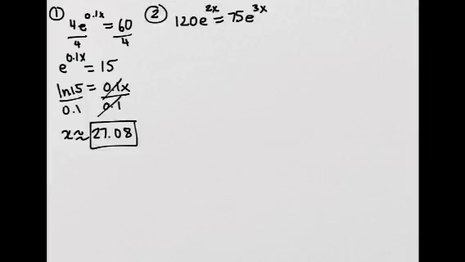Okay, so for this one I'm going to divide both sides by 75 first, so that leaves that, and 120 divided by 75, when you reduce it, gives you 8 over 5.